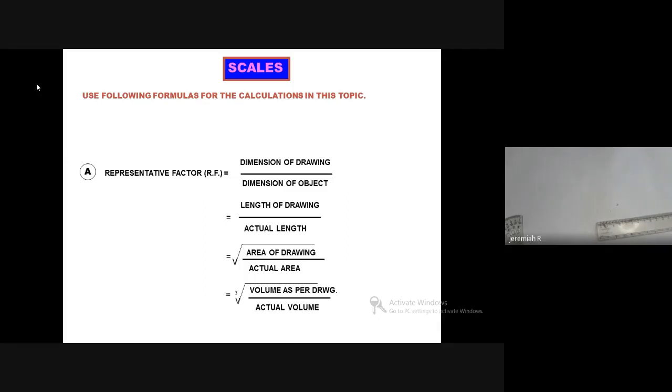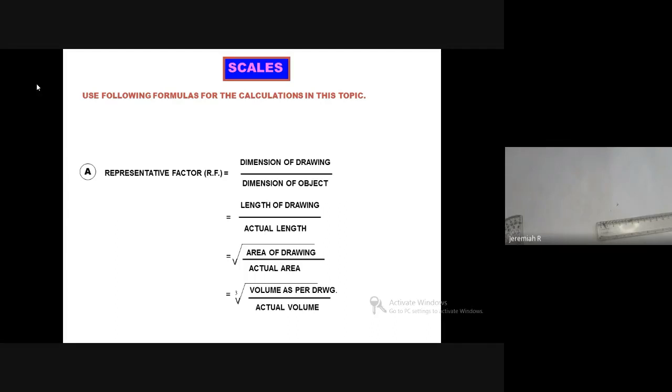So what is the representative factor? It is the dimension of the drawing divided by the dimension of the object, or the length of the drawing by the actual length. If it is given as an area, it is the square root of the area of the drawing divided by the actual area. If the value is given in terms of volume, one university question was asked in terms of volume, and no student attempted it because they didn't know the formula. The volume is given in mm cube or meter cube, so the numerator and denominator are both in cubic units, and we divide them.